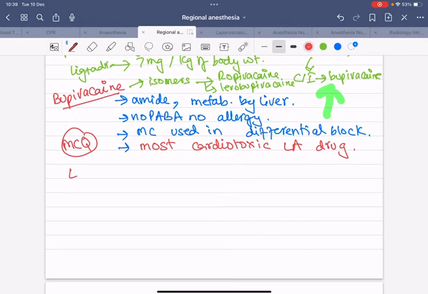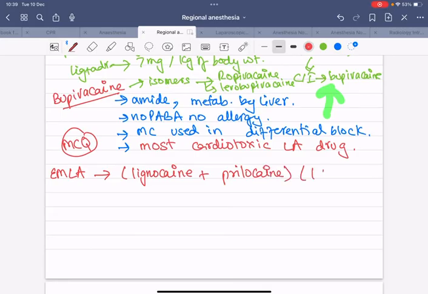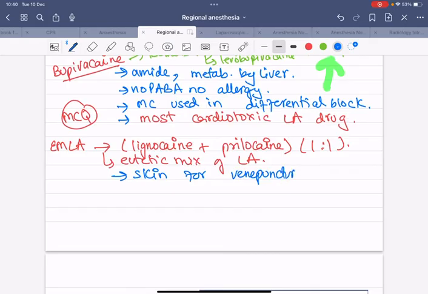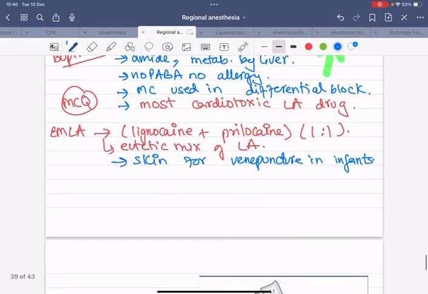Okay. Next important point, you must remember that is the EMLA cream. So what is EMLA cream? Please remember, it is a combination of lignocaine and prilocaine in the ratio of 1:1. Okay, so it is a eutectic mixture of local anesthetic drugs. Where you are going to use it for skin, for venipuncture in infants.